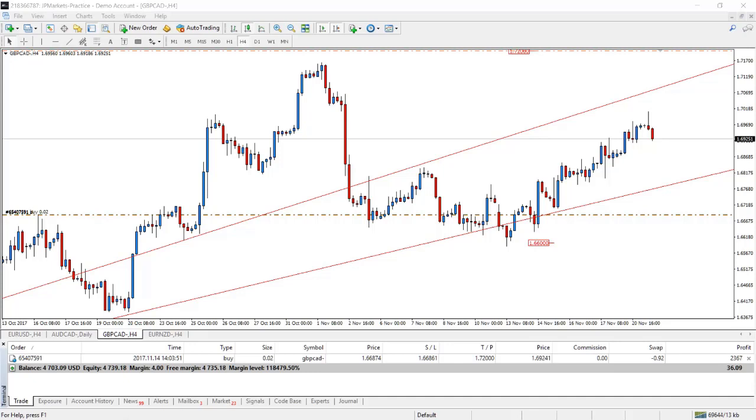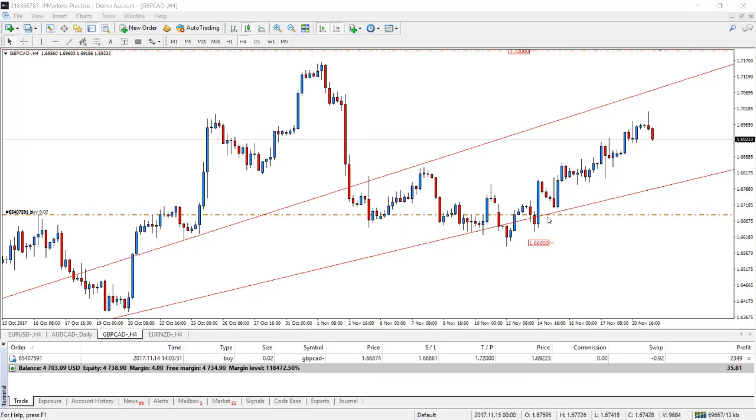Welcome back, traders. Let's have a quick update on what is happening with that British pound Canadian dollar trade that we placed last week. And then we're going to be looking at a new potential entry coming up on the Euro New Zealand dollar. It'll probably be quite another nice big one. So let's look at this pound Canadian dollar, the pound loonie.